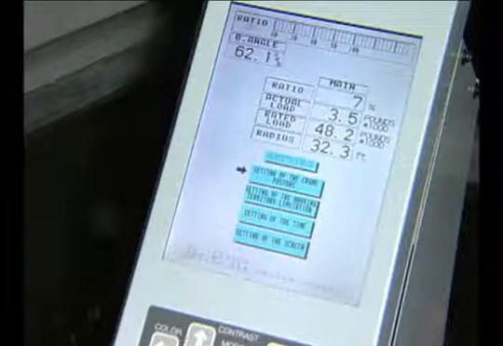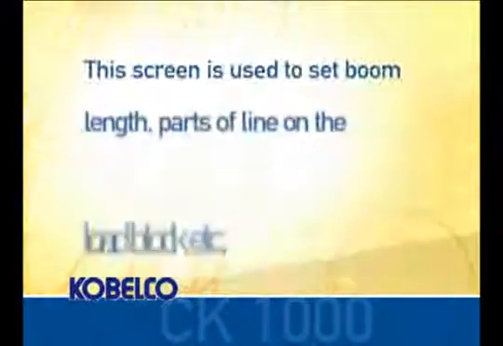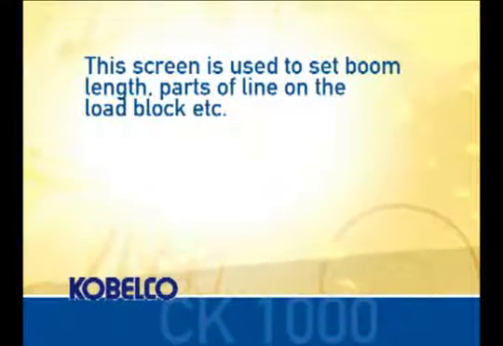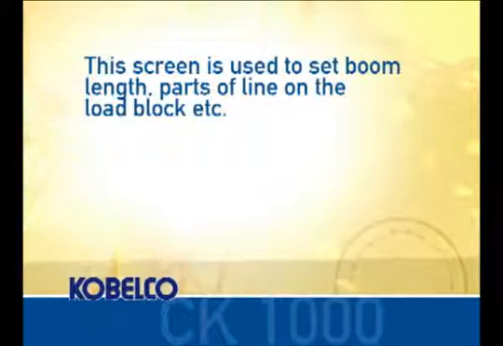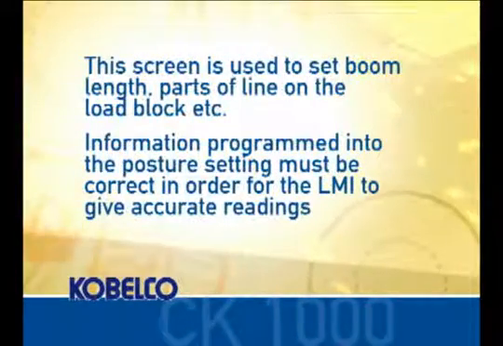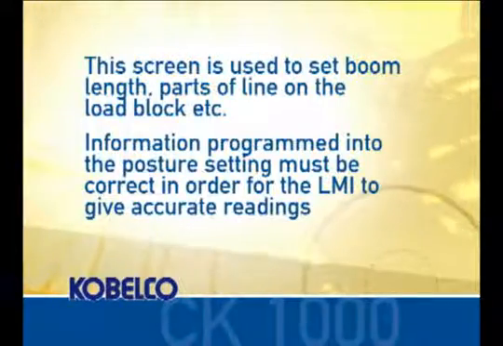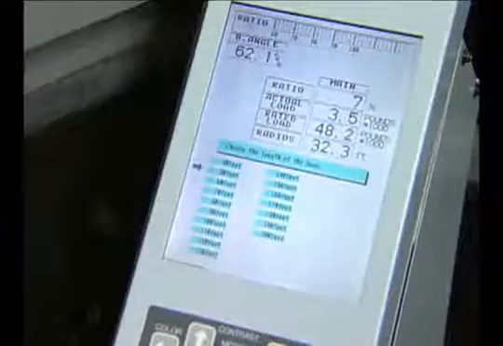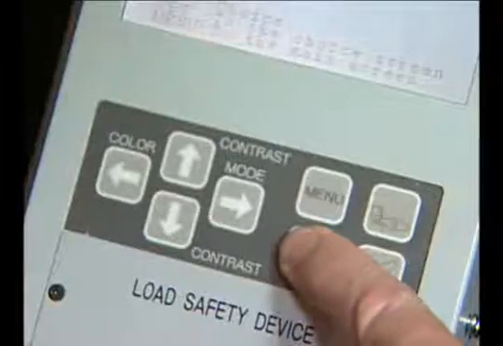The first selection in the settings screen is the setting of the crane posture. This screen is used to set boom length, parts of line on the load block, etc. Information programmed into the posture setting must be correct in order for the LMI to give accurate readings. The first screen is the setting of the boom length. We will scroll to 60 feet and push the Set button.